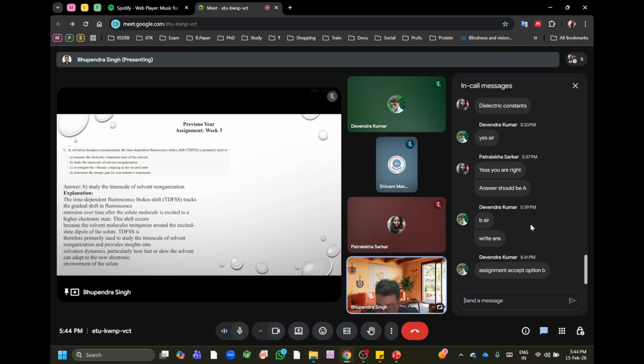So this is option B. Study the time scale of solvent reorganization. Time-dependent fluorescence shift tracks the gradual shift in the fluorescence emission over time after a solute molecule is excited to a higher electronic excited state. And this occurs because the solvent molecules reorganize themselves around the excited state dipole moment of the solute.